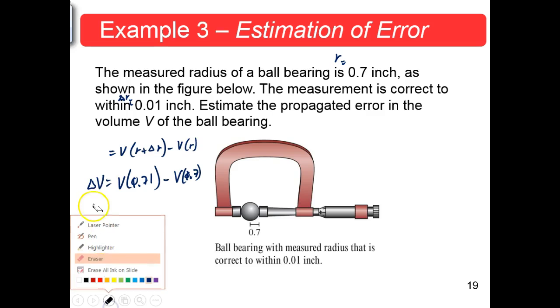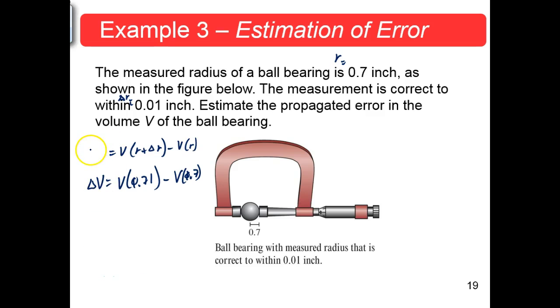I know you have written it the way I wrote it the first time, and now you've got a mess on your hands. All right, this is the difference in those two volumes. What is the volume of a sphere if you know its radius? Anyone remember that?